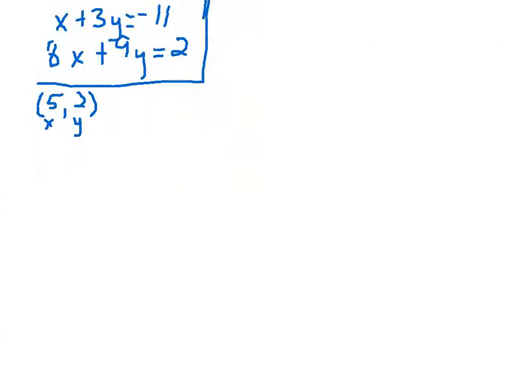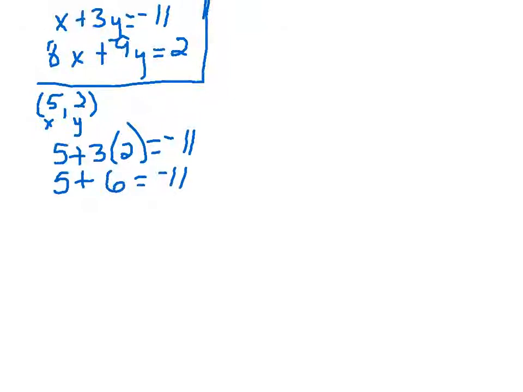All right, copying over the top equation, we start with an x, which they told us is 5, plus 3 times our y value, which is 2, equals negative 11. All right, let's PEMDAS this. Remember, we multiply first. This is not happening here. No way. Nope, not happening. False.